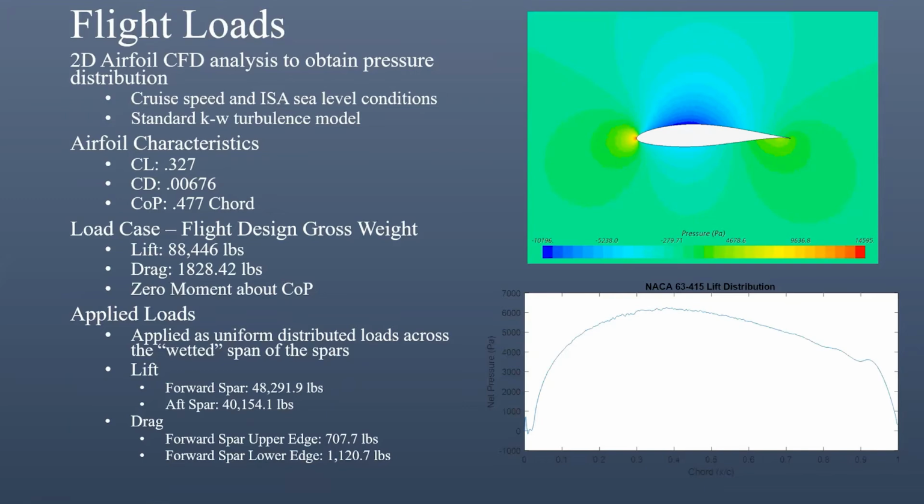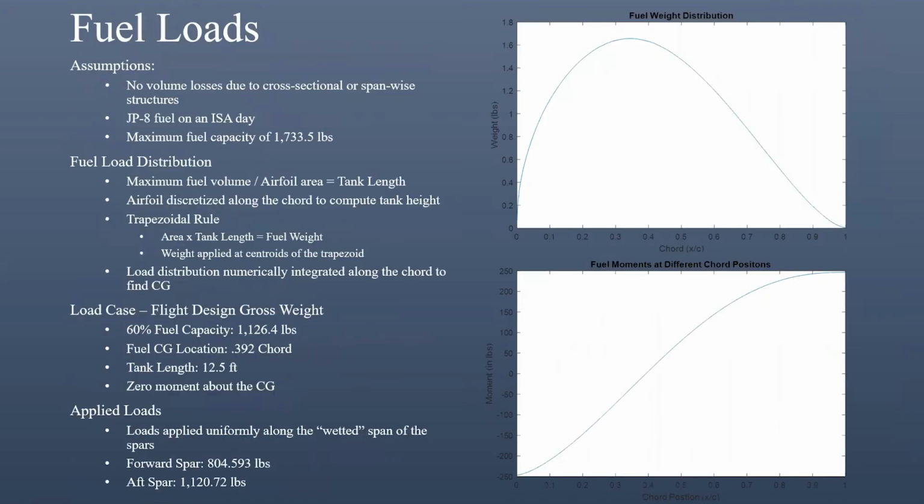These were then applied as a uniform distributed load along the wetted span of each wing spar. The fuel loads were also numerically approximated, assuming that there were no volume losses due to the internal structure of the wing. The fuel weight distribution along the chord was approximated using the trapezoidal rule and then numerically integrated to find the CG of the fuel tank.